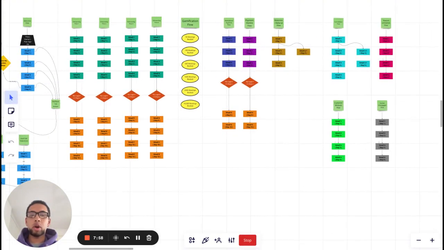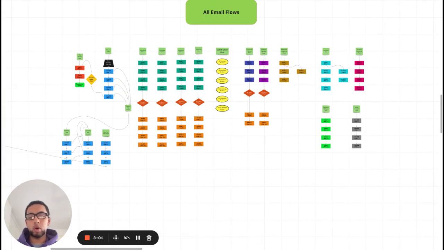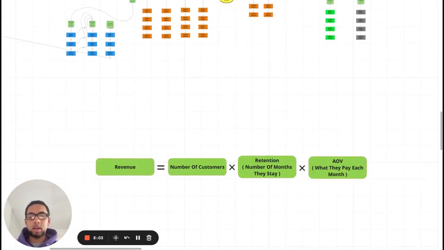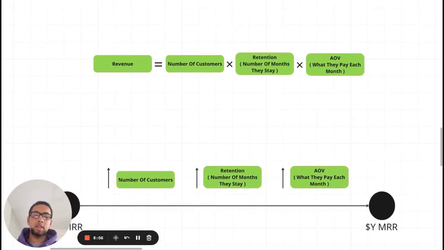Now, quickly going over the roles of the actual flows themselves, just what they are, I can quickly go over the revenue formula.